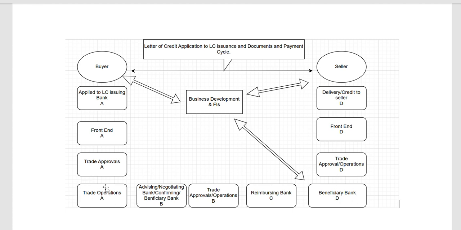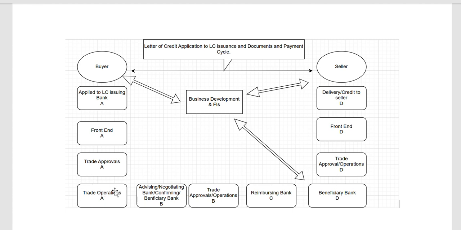So once the LC application reaches the trade operations team, they will have a maker checker. So maker checker also will be here. In trade approval also there will be a maker checker, and in trade operations also there will be a maker checker. One person will enter all the details, and the checker will verify the details.